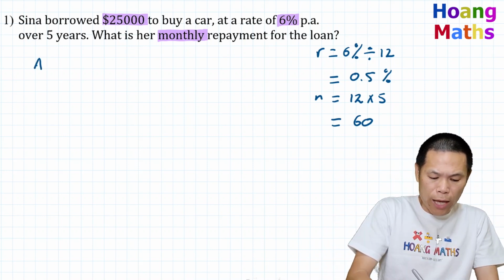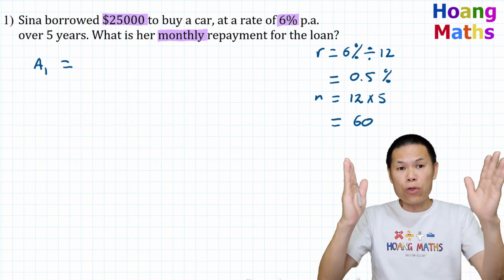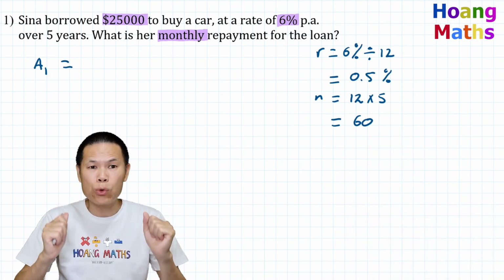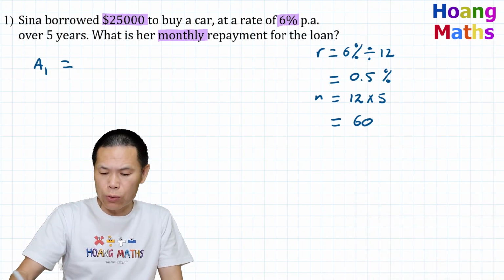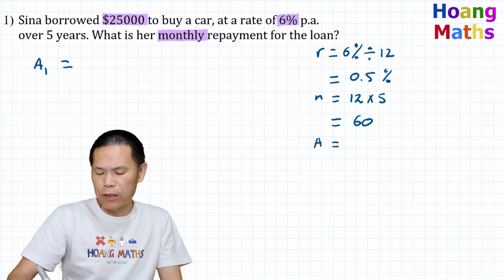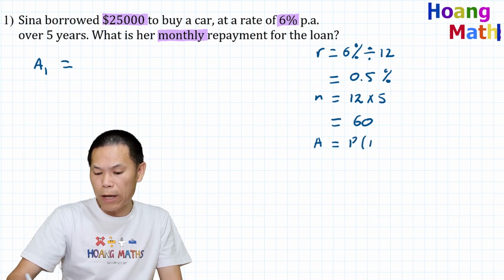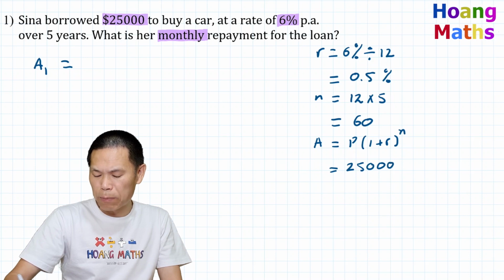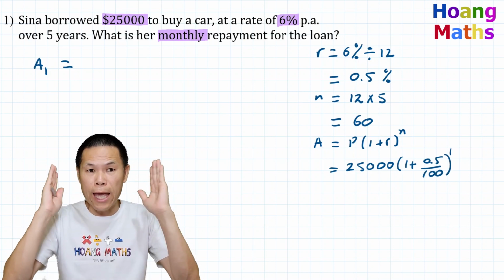For the first month, so at the end of the first month, we know that she owed $25,000 plus the interest on top. So which is your compound interest, okay? This is how much she owed at the end of a month. So like the first month, okay? So P(1 + R) to the power of N. So R is 0.5%. So P, let me just write 25,000. And then we times by 1 plus 0.5 over 100. And N is 1, okay?